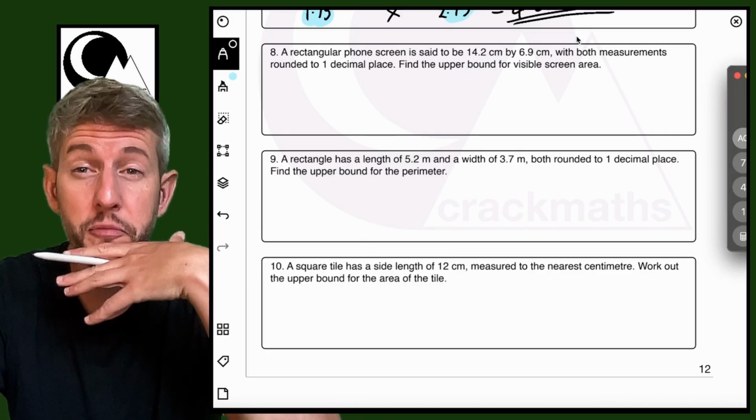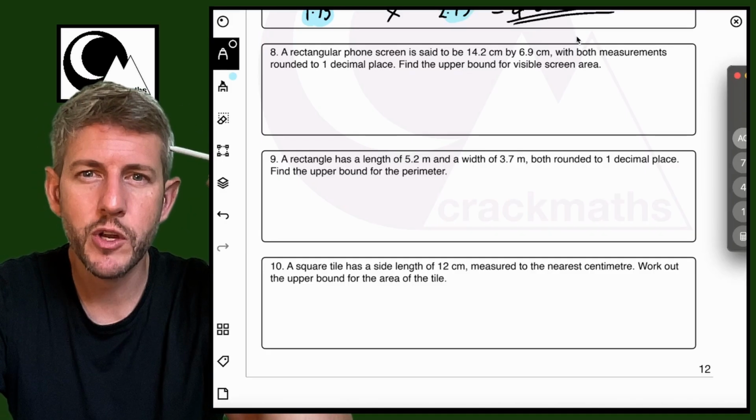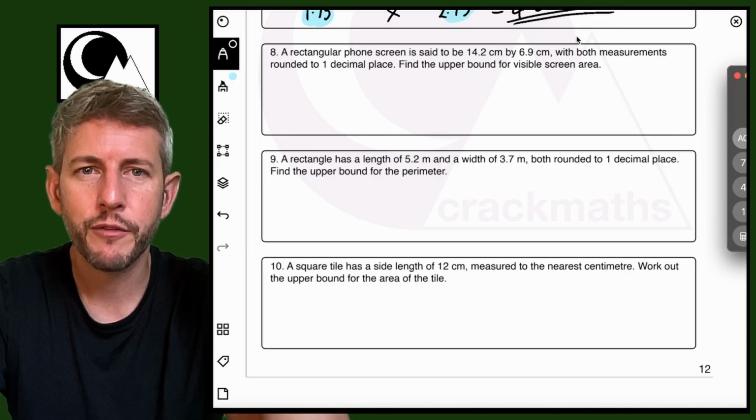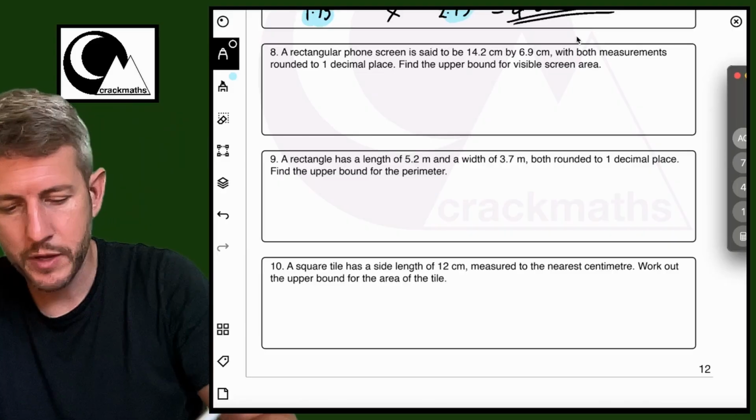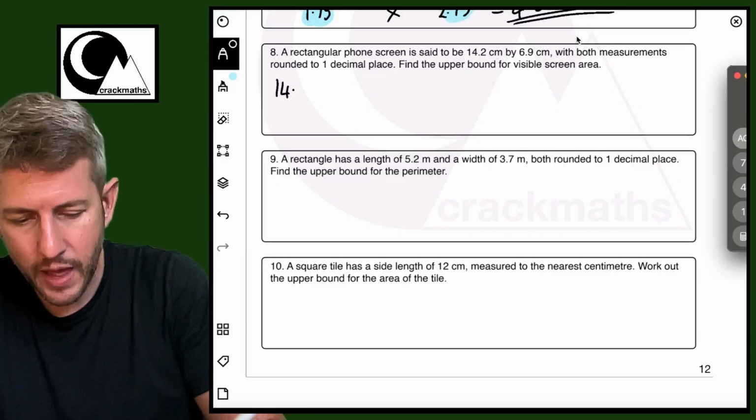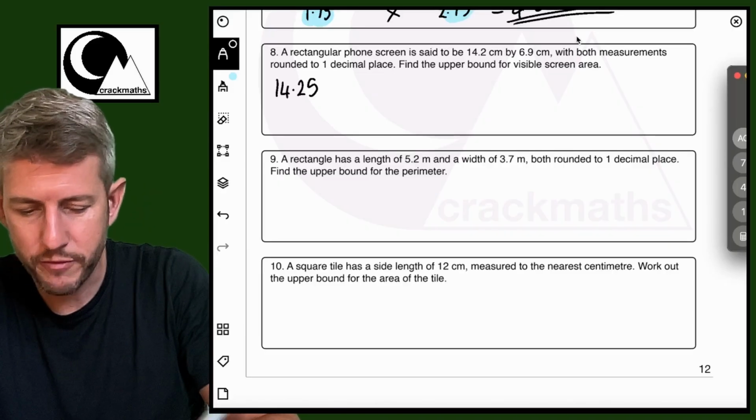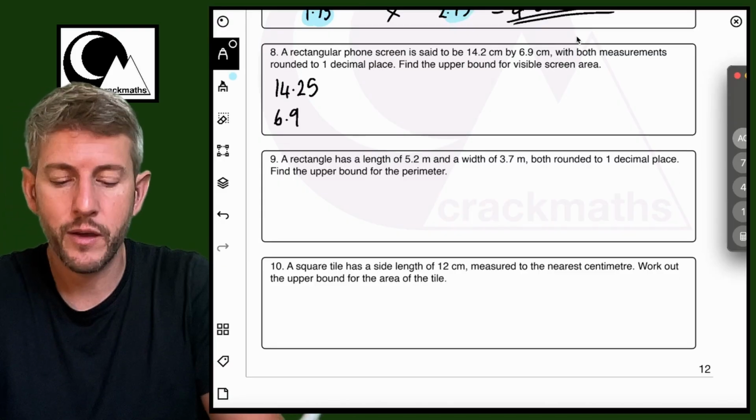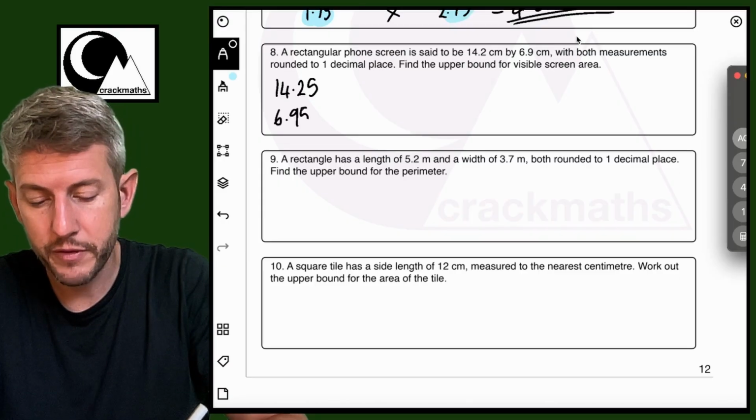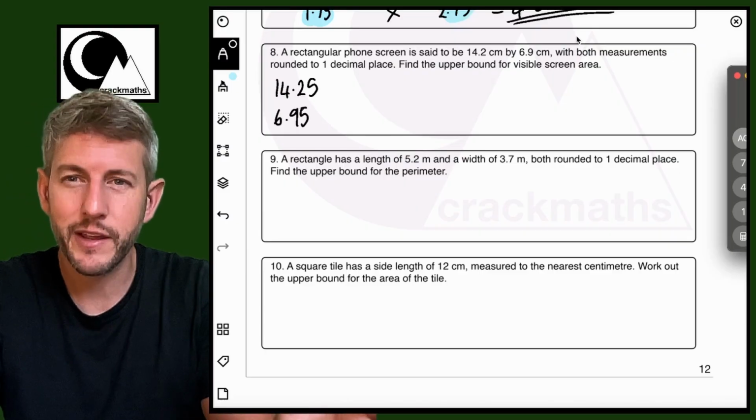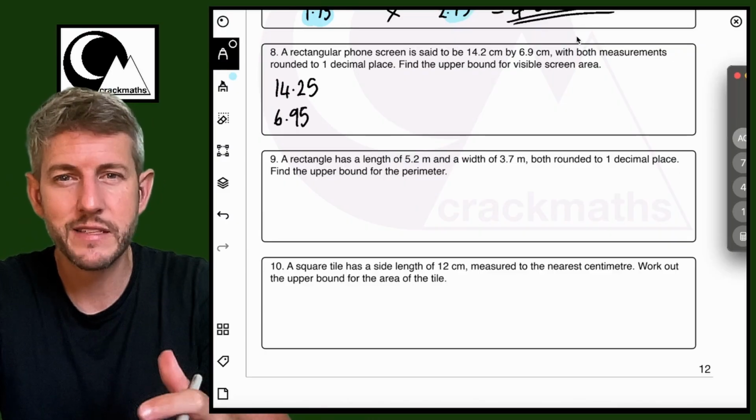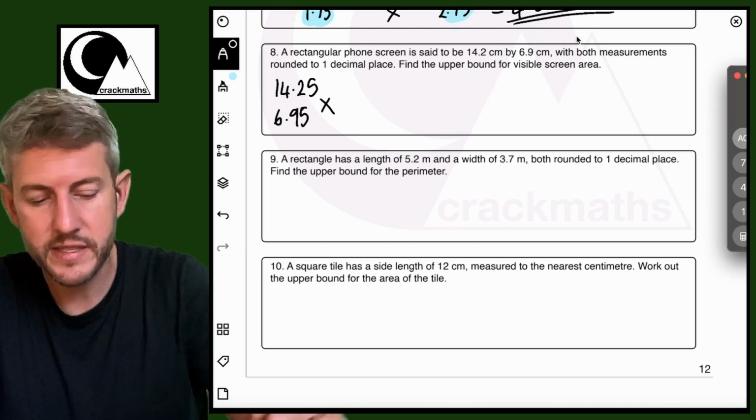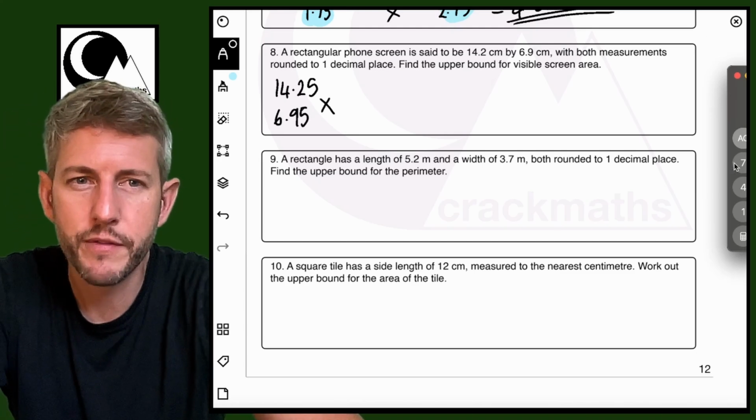It says here that a rectangular phone screen is said to be 14.2 centimeters by 6.9 centimeters, with both measurements rounded to 1 decimal place. Find the upper bound for the visible area of the screen. Okay, so 14.2, the upper bound for that, if it's 1 decimal place, would be 14.25. 6.9, the upper bound for that would be 6.95. Okay, because these are the maximum values that would round down to these numbers to 1 decimal place.